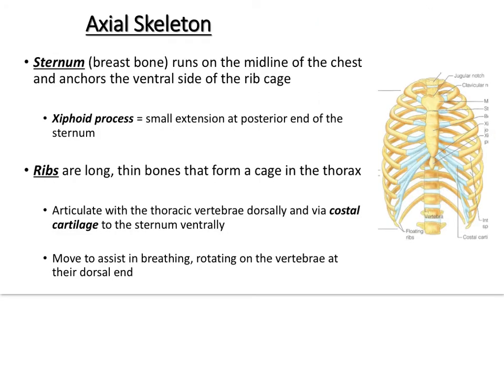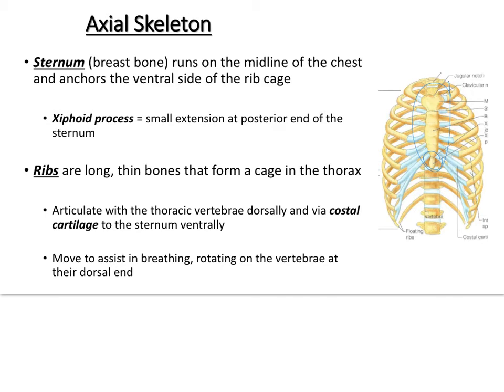Now, to finish your axial skeleton, we've got your rib cage. That's going to consist of your sternum, or breastbone, right in the midline of your chest, and this is sort of your ventral, or front, anchor for your ribs. At the bottom of that sternum, you have a little extension called the xiphoid process. The xiphoid process is commonly broken in a traumatic situation, so a car accident or something where a lot of pressure is put on your chest.